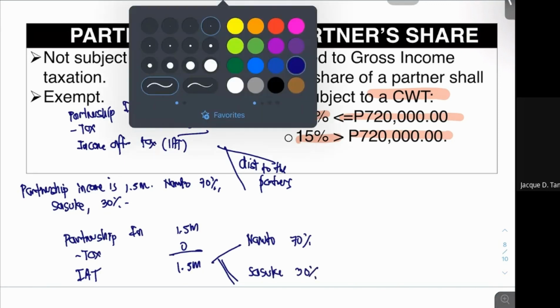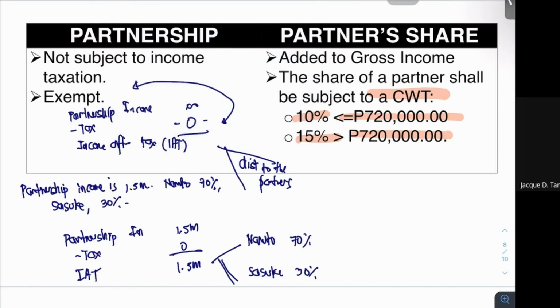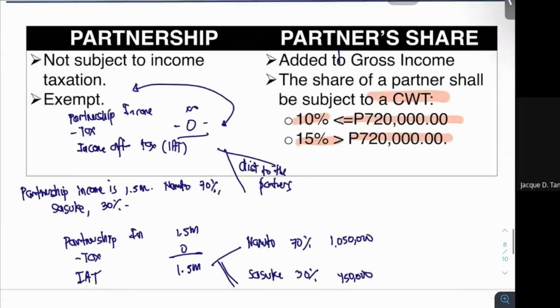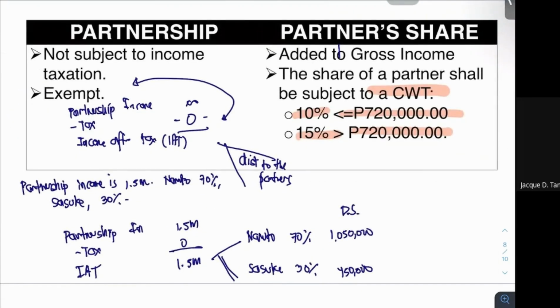So we get the values of this sharing. 1,500,000 multiplied by 70% will give us 1,050,000. For Sasuke, 450,000. So this is the distributive share, and it will be subject to a creditable withholding tax. If the distributive share is less than or equal to 720,000, 10%. That's why the 450,000 is subject to 10% creditable withholding tax equal to 45,000.